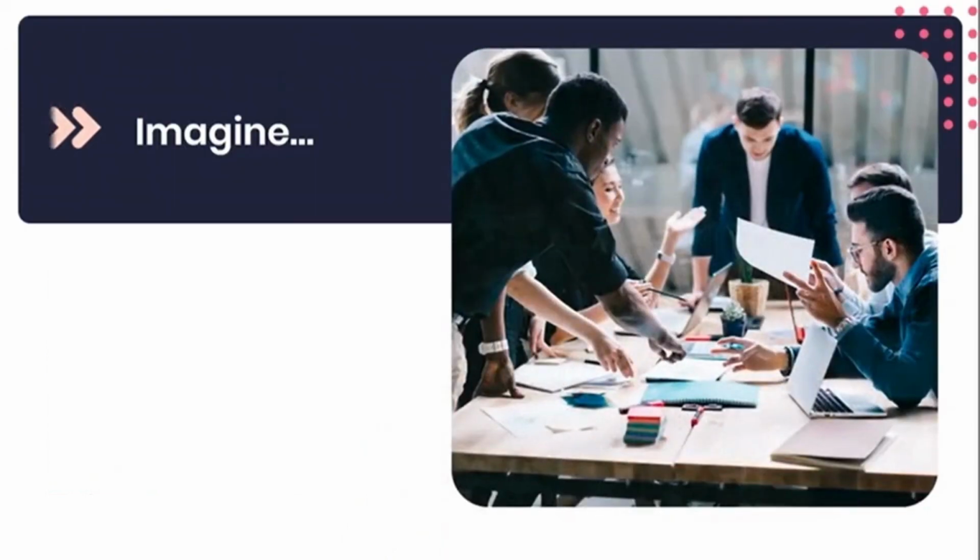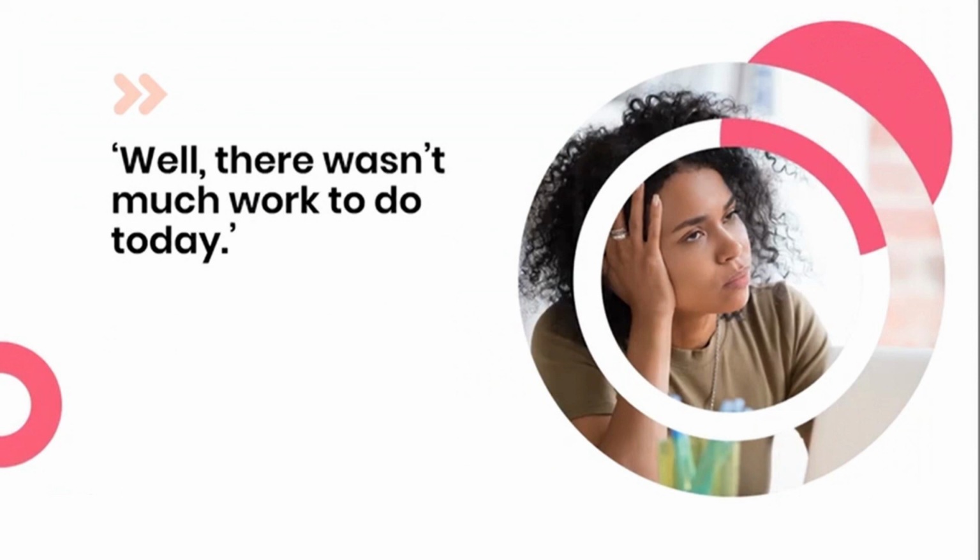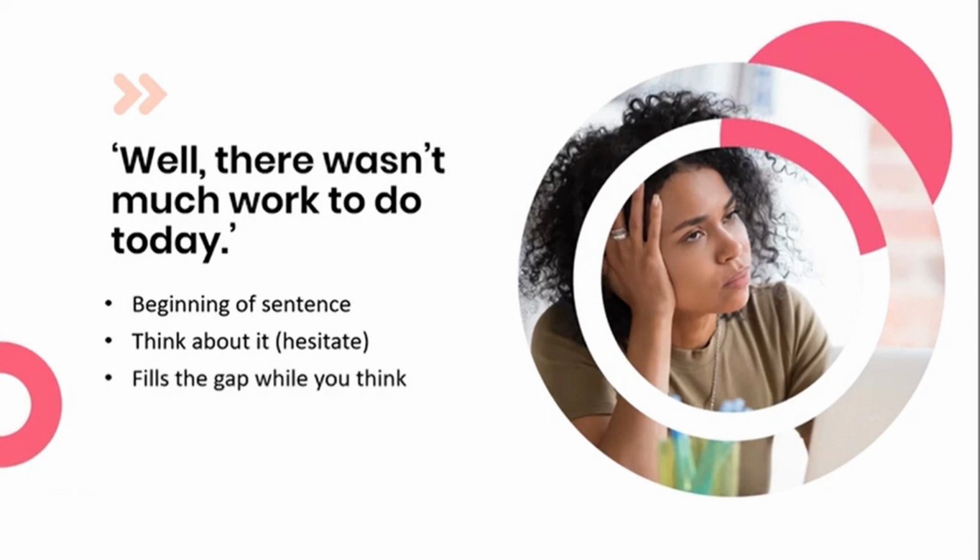Imagine someone asks you if you had a productive day at work. You didn't have a productive day. You have to think about it for a moment. You say, well, there wasn't much work to do today. You add well to the beginning of a sentence because you hesitate. You have to think about an acceptable way to say that you weren't productive at work today. So you use well to fill the gap while you think.